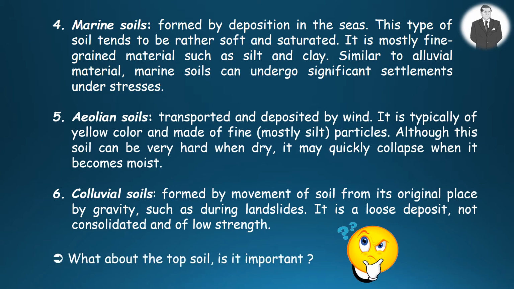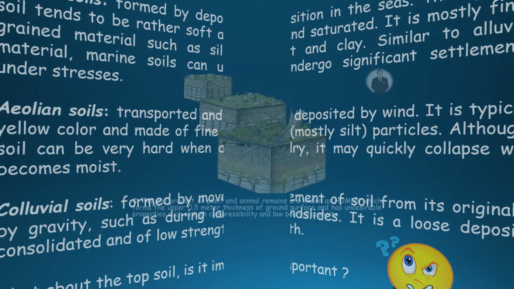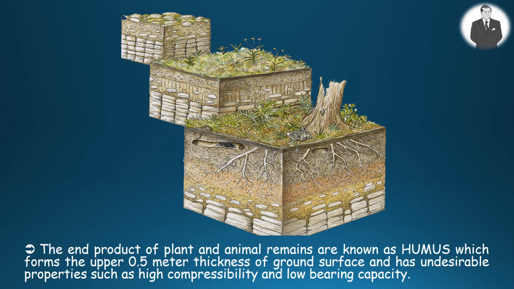What about the topsoil, the soil found on the ground surface? It is organic in nature. Is it important? The end product of plant and animal remains is known as humus, which generally forms the upper 50 centimeter thickness of ground surface and has unfavorable properties such as low strength, high compressibility, and low bearing capacity.